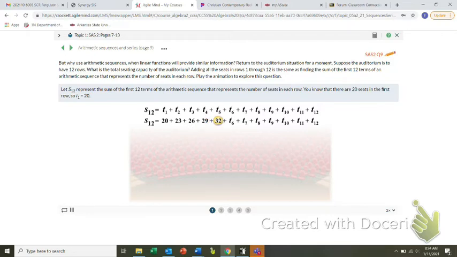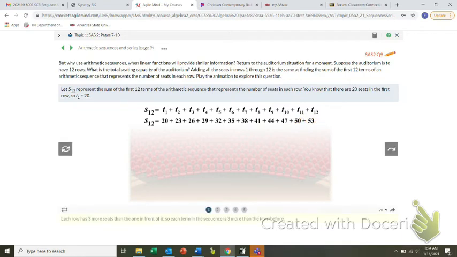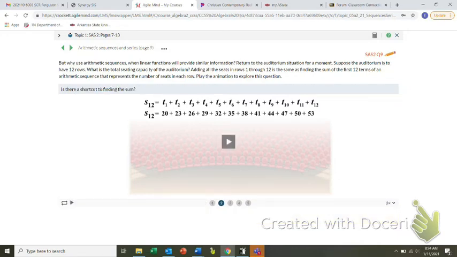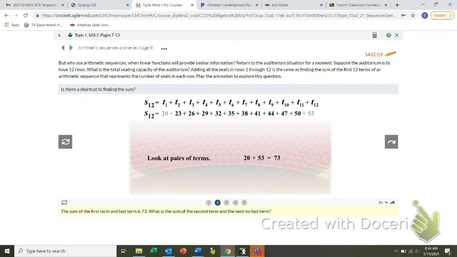All right, it's just showing you the seats, how it adds 3 every time. Okay, so I want you to jot that part down. It says each row has 3 more seats than the one in front of it. So each term in the sequence is 3 more than the term before it. Yes, we know that. All right, look at the pairs of terms. So you see what they did. They took the first term and the last term, and they got 73.